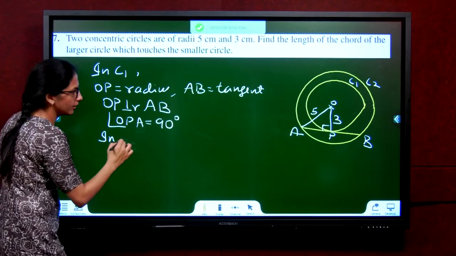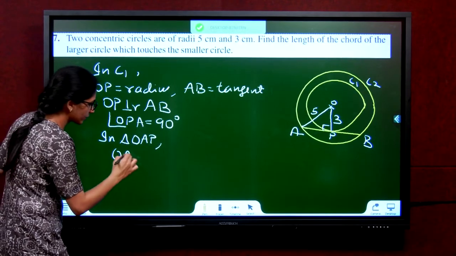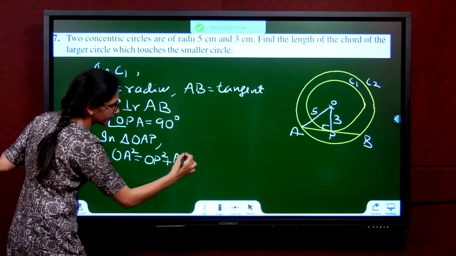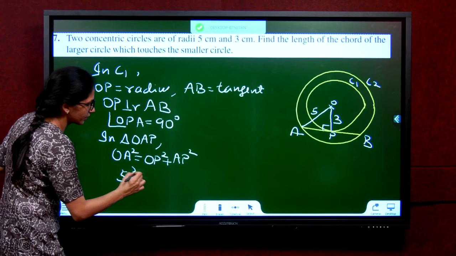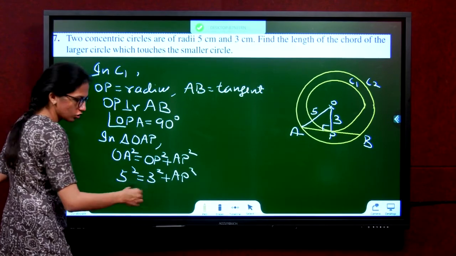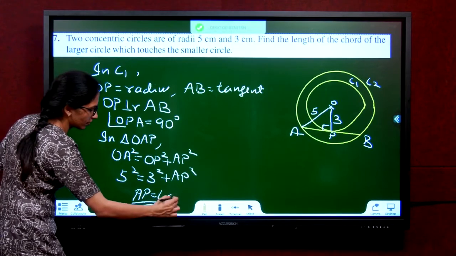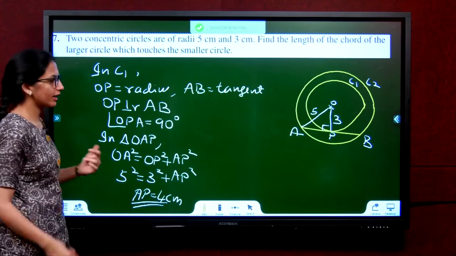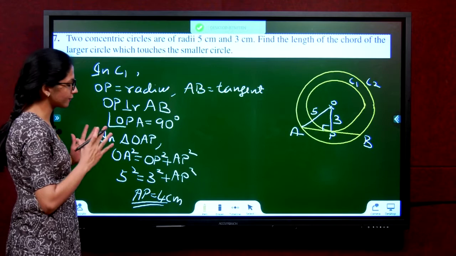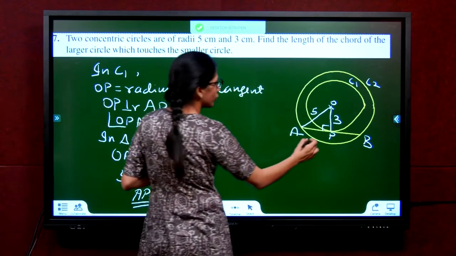In triangle OAP, OA square is equal to OP square plus AP square. 5 square is equal to 3 square plus AP square. Solve this, you will get AP as 4. You know how to solve, it's very easy, so I'm not going to do this here. So you got AP as 4 centimeters. You'll get plus or minus 4. You ignore minus because length cannot be negative. Okay. So 4 centimeters we got. Now what to do?